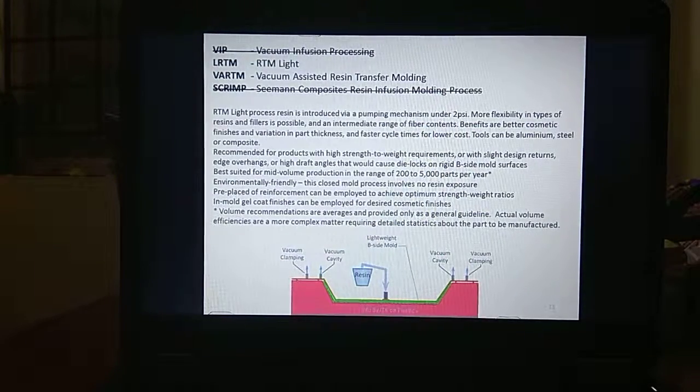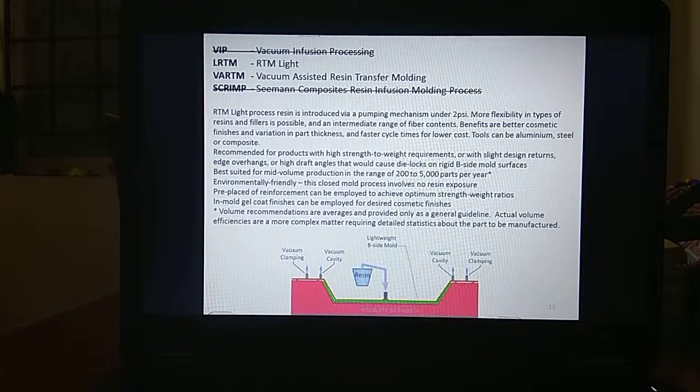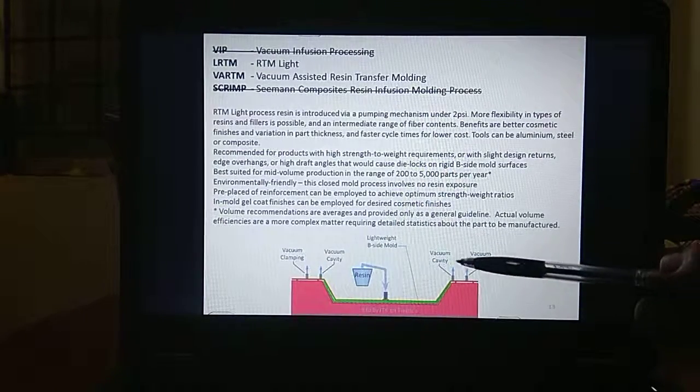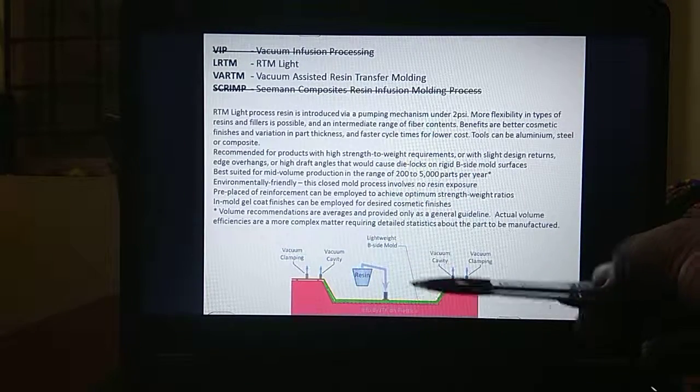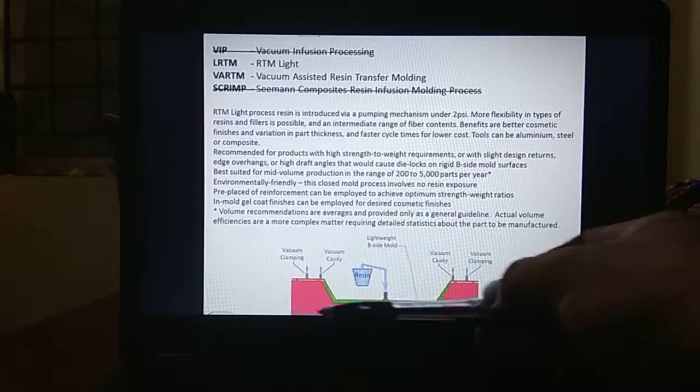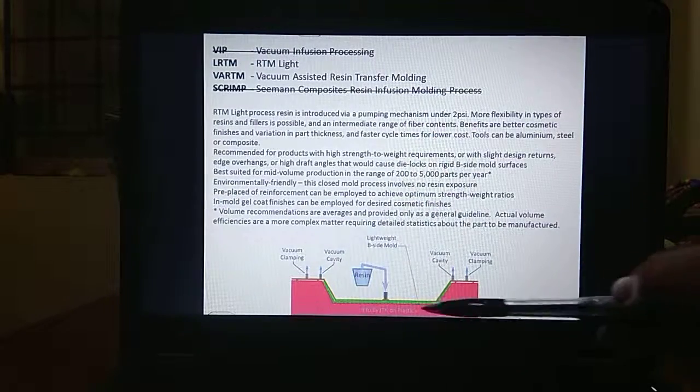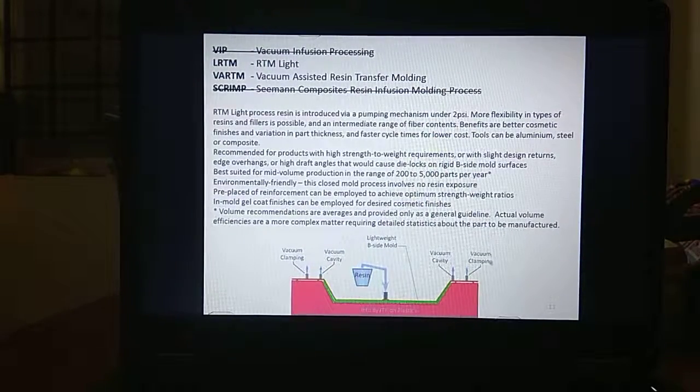The picture represents how the light RTM construction is. Here you can see there will be a vacuum clamping, then a vacuum cavity, resin pouring, and a light B-side mold. The one you see in pink here is the full side, the solid mold.